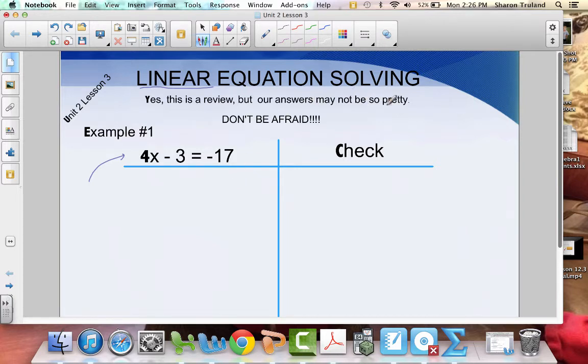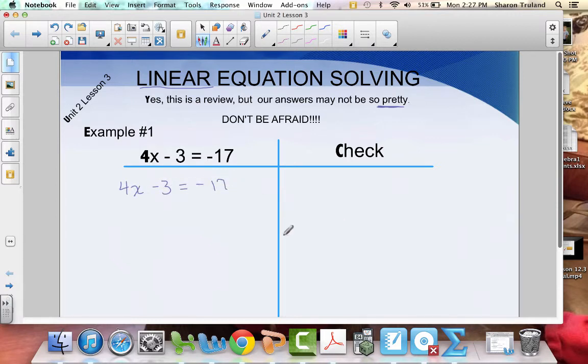Some of our answers are not going to be so pretty. Don't be afraid. Fractions are our friends. We can get some ugly answers sometimes. All right, so we're back to solving these equations. And remember, you can do them a couple of ways. I'm going to do the traditional way first.